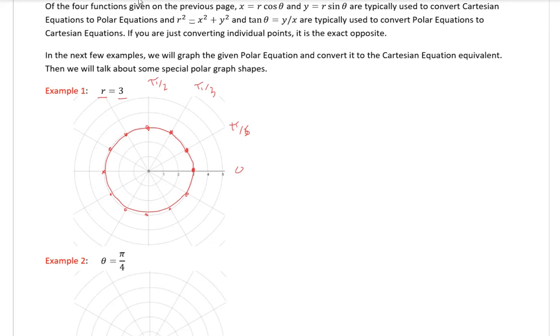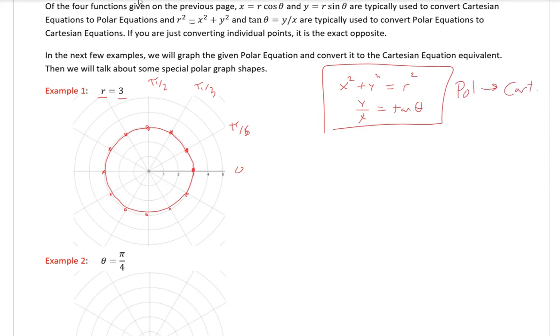If I try to convert that into its Cartesian equation equivalent, again, the functions we're going to use are x squared plus y squared equals r squared, and tangent of theta equals y over x. These are the ones we typically use to convert polar into Cartesian. The way we do that is we take every instance of r and every instance of theta and replace them with these functions.